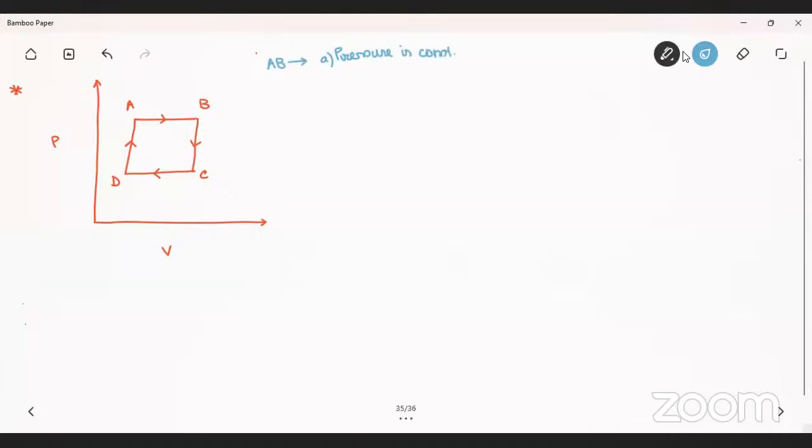Pressure is constant. And what is the sign of the arrow? Like this means expansion. So what is AB? Pressure is constant and expansion. So this is isobaric expansion. Is this part clear? Why I wrote this is isobaric expansion? Is this clear why I wrote AB as isobaric expansion? No, ma'am.